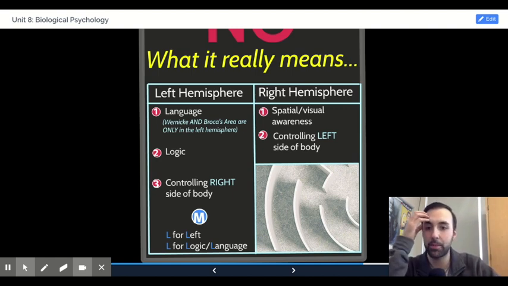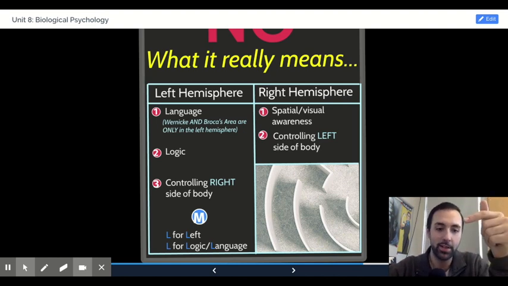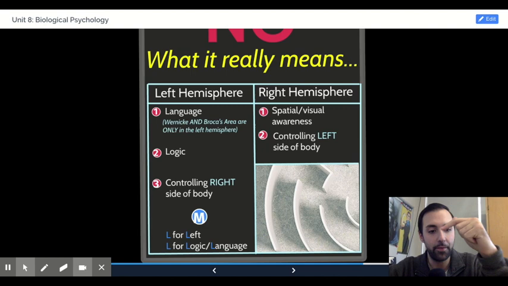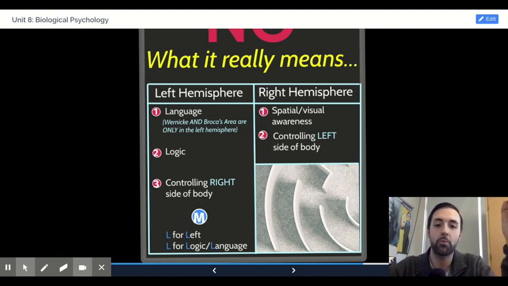Logic appears to be a left hemisphere behavior as well. This is why a lot of people, when they talk about left versus right brain, say left brain is very analytical. Well, technically logic is founded there, but I think that's a little bit of an oversimplification. And then the left hemisphere controls the right side of your body. So it controls the right side's movement and the right side's touch. Both of those are localized in the left hemisphere. So the left motor cortex moves the right side of the body, and the left somatosensory cortex processes touch in the right side of the body.